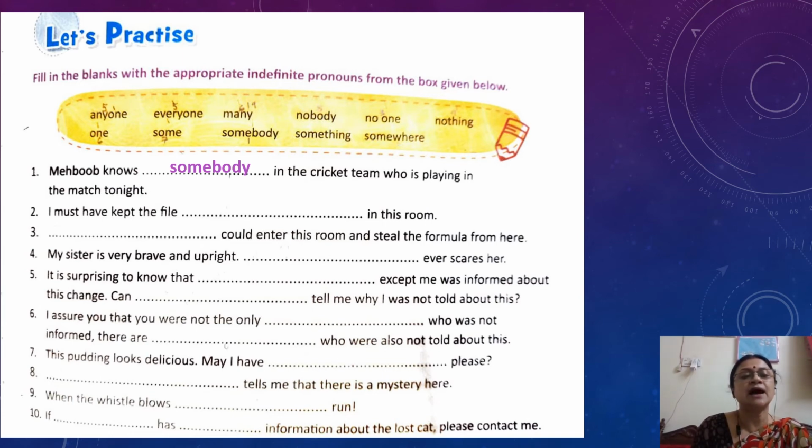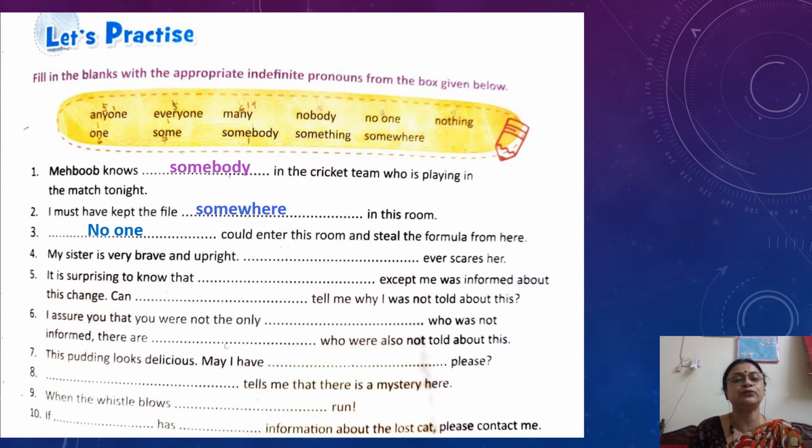Second sentence, I must have kept the file dash in this room. The answer will be somewhere. So all these are indefinite pronouns which say something in general, not in particular. Now coming to sentence number 3, dash could enter this room and steal the formula from here. The answer will be no one. No one could enter this room and steal the formula from here.